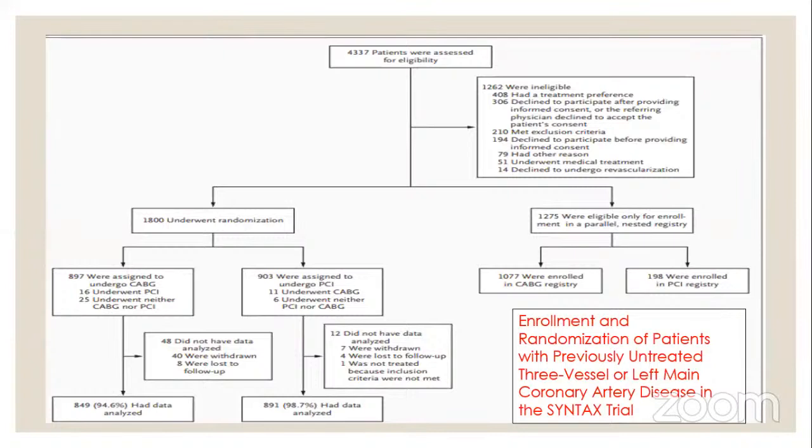So regarding the recruitment or the enrollment of the patients, first of all, they screened around 4,337 patients. And out of those, 1,262 were excluded because they weren't eligible for several reasons. And then the assigned reviewers, the interventionists and the cardiac surgeons, excluded 1,275 patients from those 3,075 patients to be enrolled in a nested registry, because 1,077 patients were unfit for PCI and they were included in the CABG registry. Around 200 other patients were unfit for CABG and they were included in the PCI registry. So the final number of patients enrolled in the randomization process was around 1,800.